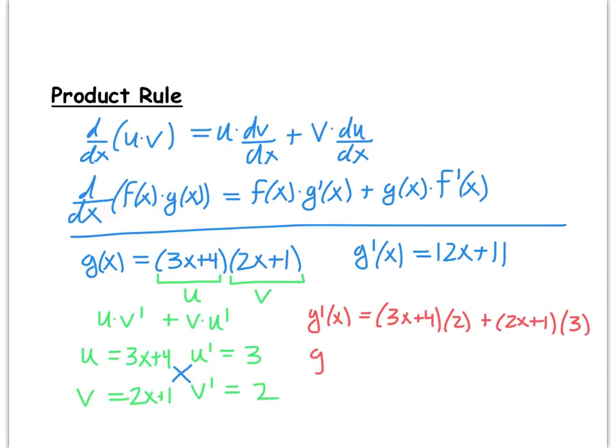Now, at first glance, this looks nothing like the derivative we got through using the power rule on the last slide, but if we distribute the 2 to the first group, 3x plus 4, distribute the 3 to the 2x plus 1, and simplify, we should get 12x plus 11. So distributing the 2, we have 6x plus 8. Distributing the 3, we have 6x plus 3. And if we combine like terms, we do in fact get 12x plus 11, which confirms that this product rule works.